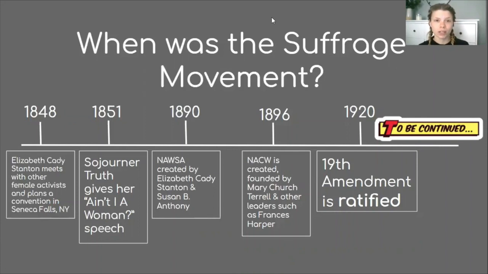We're going to start looking at these one at a time, starting in 1848. In 1848, Elizabeth Cady Stanton meets with other female activists and plans a convention in Seneca Falls, New York. Now, this doesn't mean that in 1848 Elizabeth Cady Stanton is the first person to ever say, hey, I think women should have an equal right to vote. No, okay? But this is kind of marked as the beginning of the organizing of the movement.